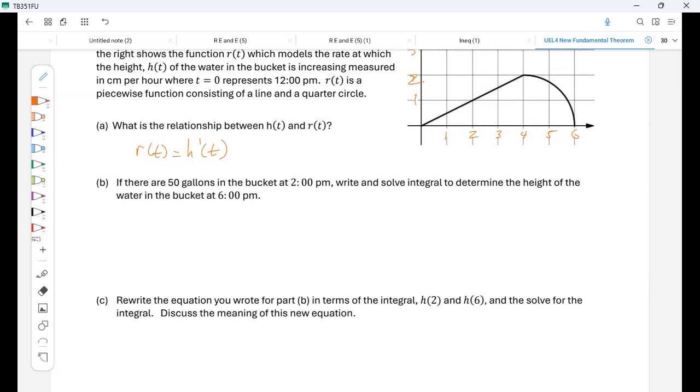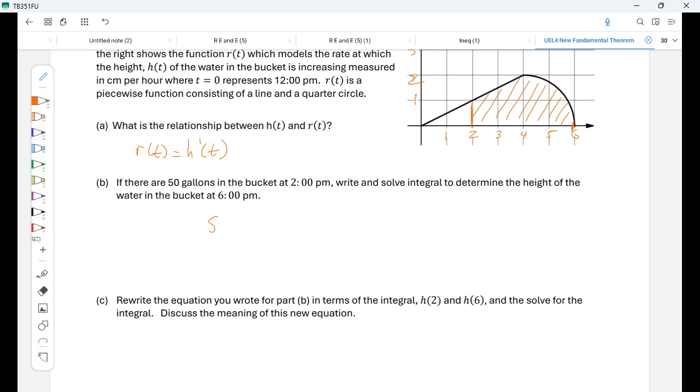If there are 50 gallons in the bucket at 2 o'clock p.m., write and solve an integral to determine the height of the water in the bucket at 6 p.m. And by solve, it means we're just going to take the area under the curve. So this kind of brings out what our integral does. What does our integral help us solve? So 2 p.m. is t equals 2. And we want to know 6 p.m., so we want to know here. So if we find the area under the curve, that will tell us how the height of that barrel has changed in those 4 hours between 2 o'clock and 6 o'clock.